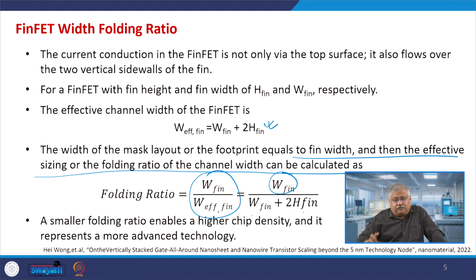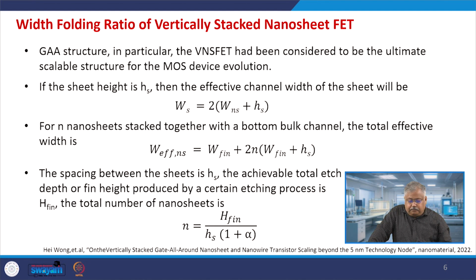If you have a lower folding ratio, this implies that you will have a higher chip density, and therefore you can move into a higher advanced technology where your layouts are very stringent and very curtailed down. So, we need to sustain a lower folding ratio for more compact definition here.